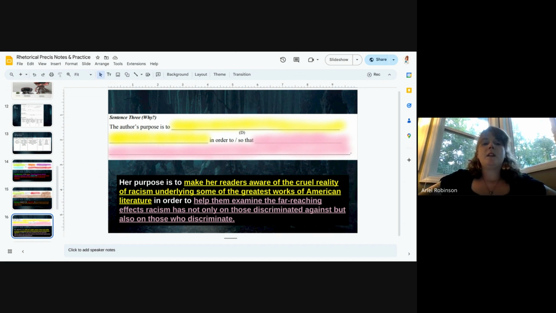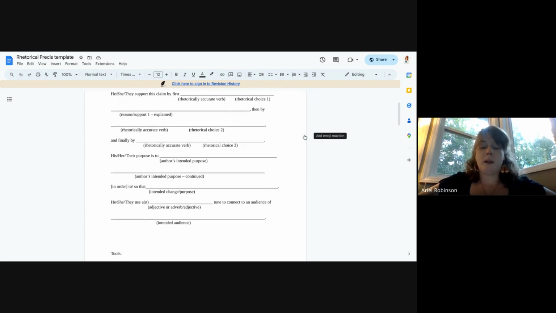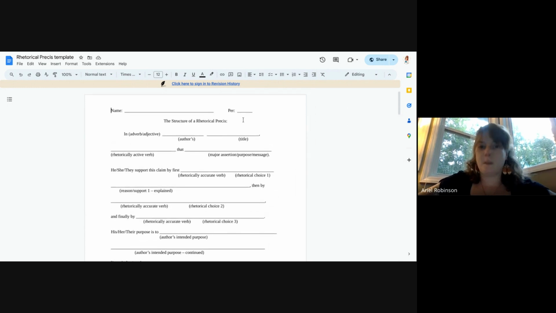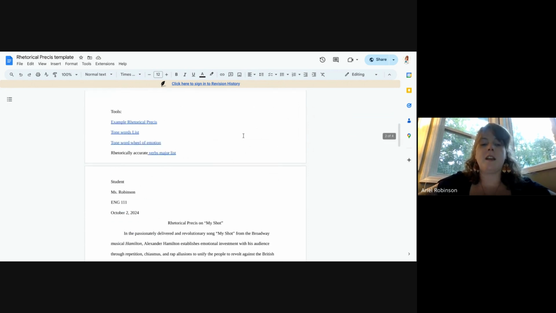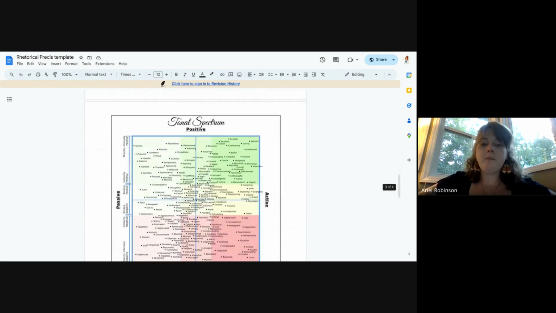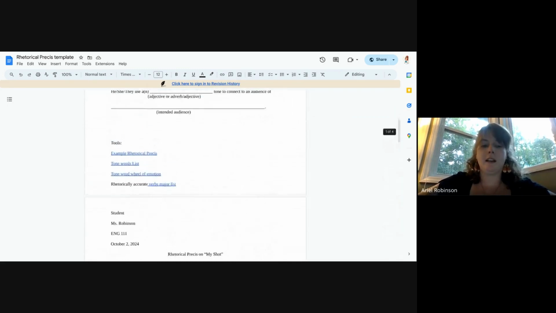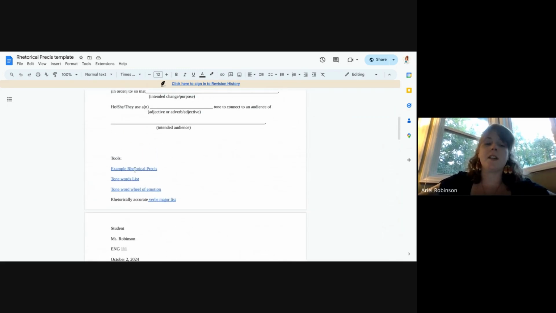So to recap, here is the template that you're going to use for your rhetorical précis. And this is the plug-in that you were just seeing. And then I do have an example down here for you with also some tone words, your rubric. So just a lot of resources and tone word lists.